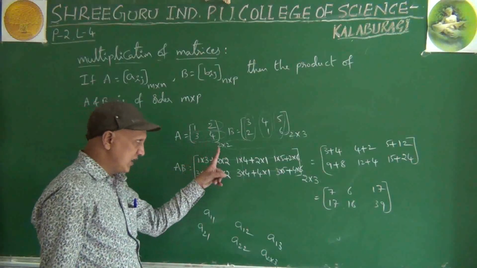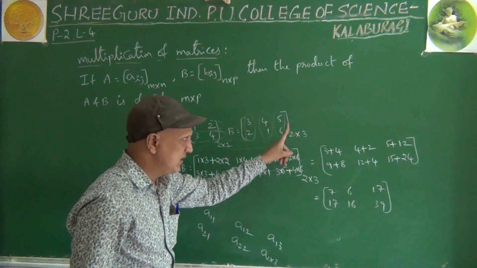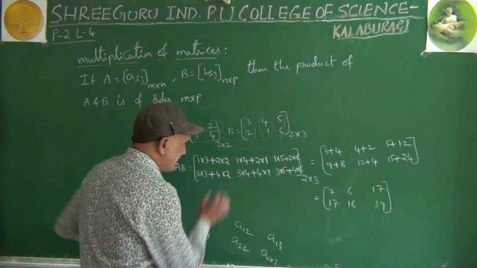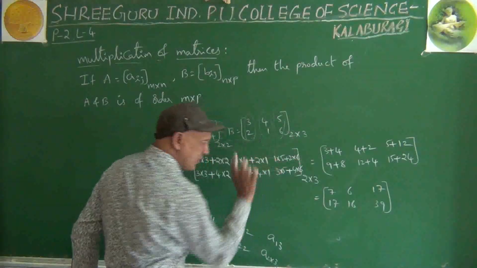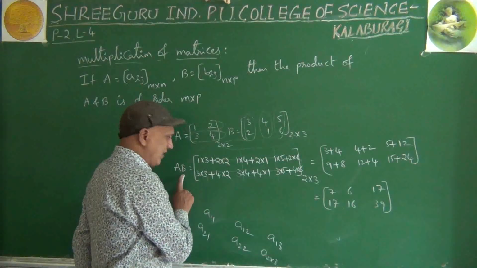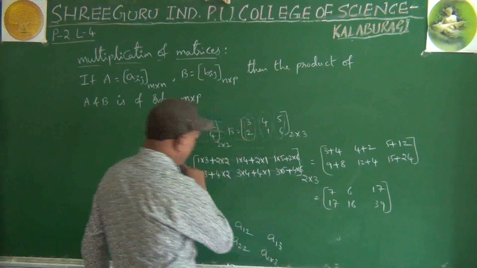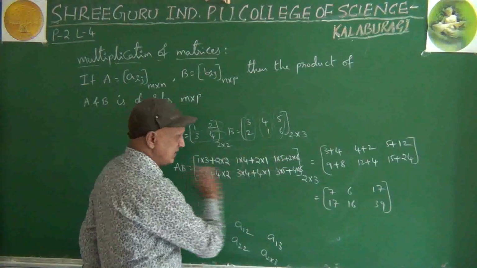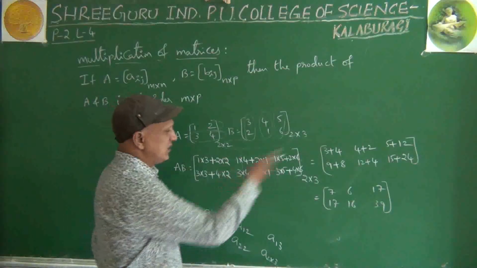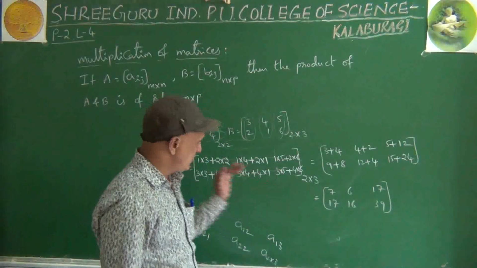First of all, we have to see what is the order of this matrix. Next, we have to see whether these two orders are the same, whether these columns and these rows are the same or not. If yes, then the order of the answer is 2 by 3. Then draw like this, very light, 2 rows, 3 columns. In the beginning stage, you have to do it like this. Later on, no need to draw, you can multiply directly.